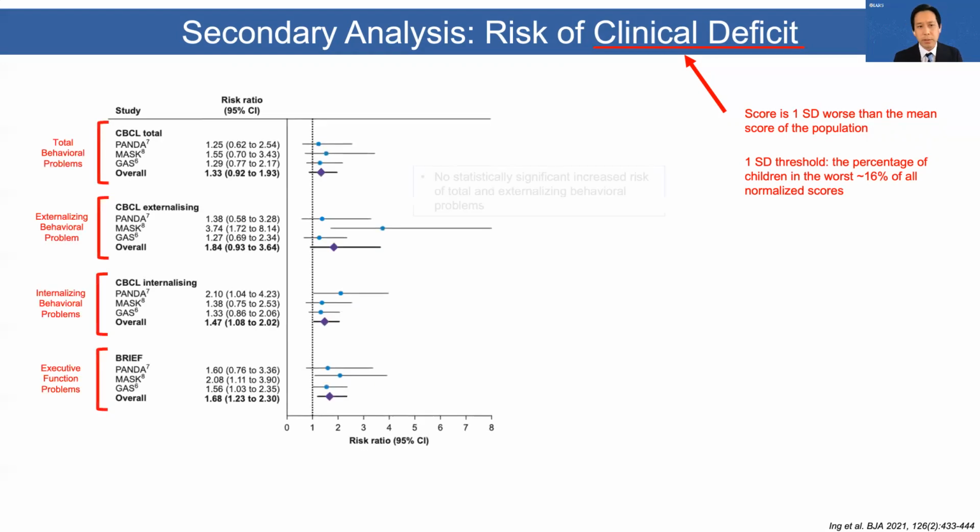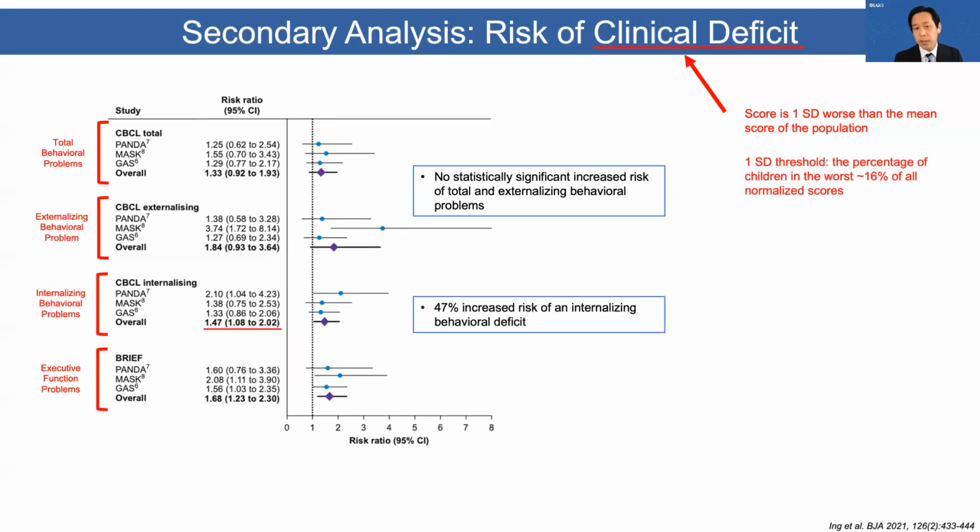And these were the results. Overall, we found that there is no statistically significant increased risk of being in the worst 16% of all normalized scores in total behavioral problems and externalizing behavioral problem scores. However, there was a 47% increased risk of being in the deficit range on internalizing behavioral scores, as well as a 68% increased risk of being in the deficit range of executive function scores.